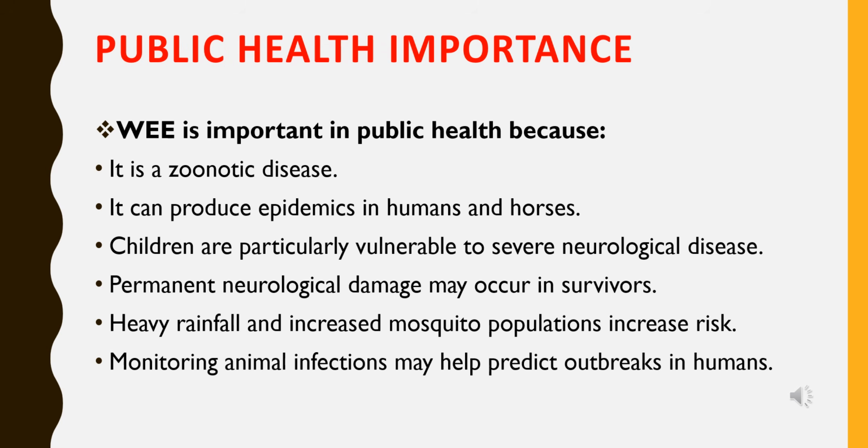The importance of this disease lies in the fact that it is zoonotic and can cause fast and dangerous outbreaks, and because of its lasting neurological effects, especially on children, monitoring the disease in animals and birds becomes a fundamental and essential way to predict and control any future human outbreak.